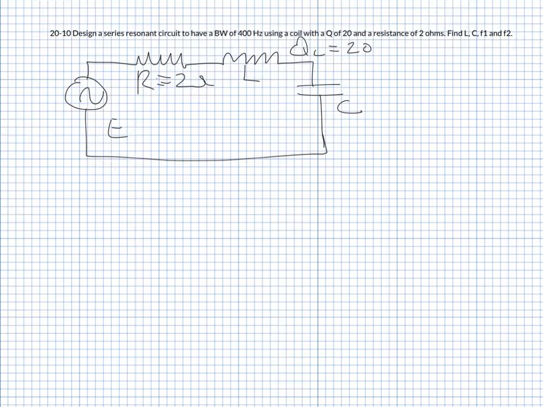Okay, so series resonant circuit, so that's what I've drawn here. Not quite as nice as you might see on a whiteboard, but you do have the resistor, the inductor, and the capacitor there, and the source. So what we're looking at, just so we're clear here.